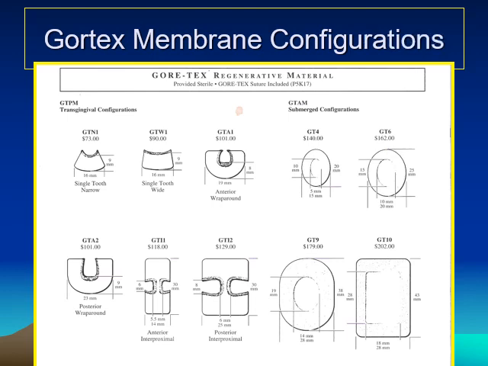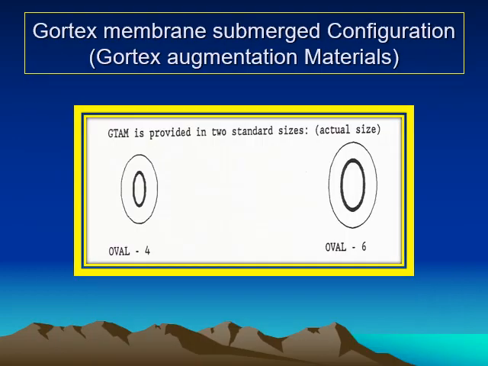The periodontal material is available in different forms and shapes to accommodate defect morphology and locations. For example, narrow anterior, single tooth narrow, single tooth wide, or posteriors, and so on. The material is provided in sterile envelopes and supplied with Gore-Tex sutures. The non-reinforced Gore-Tex augmentation material is provided in two standard sizes, either oval 4 or oval 6.